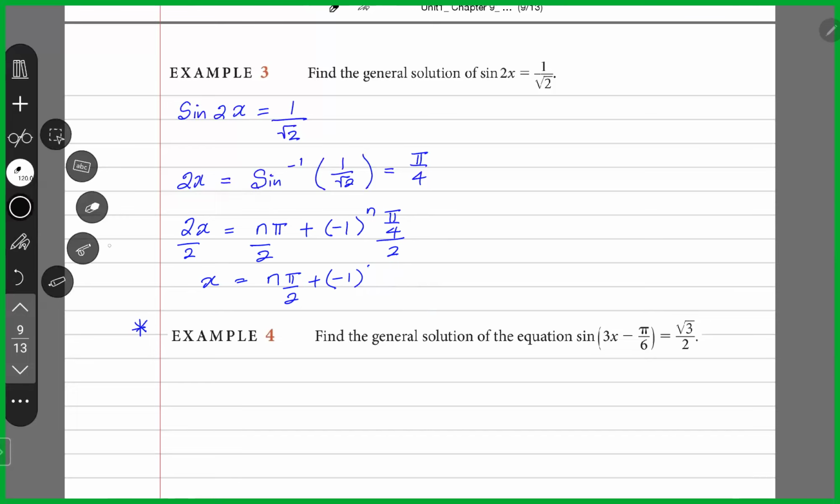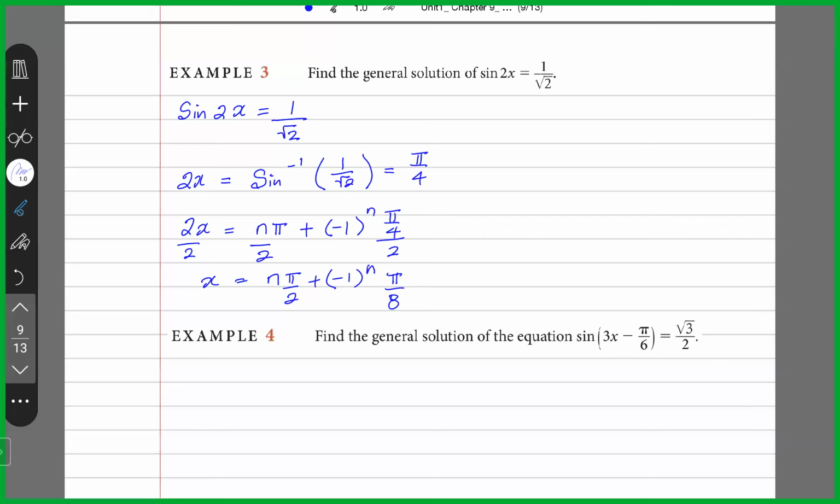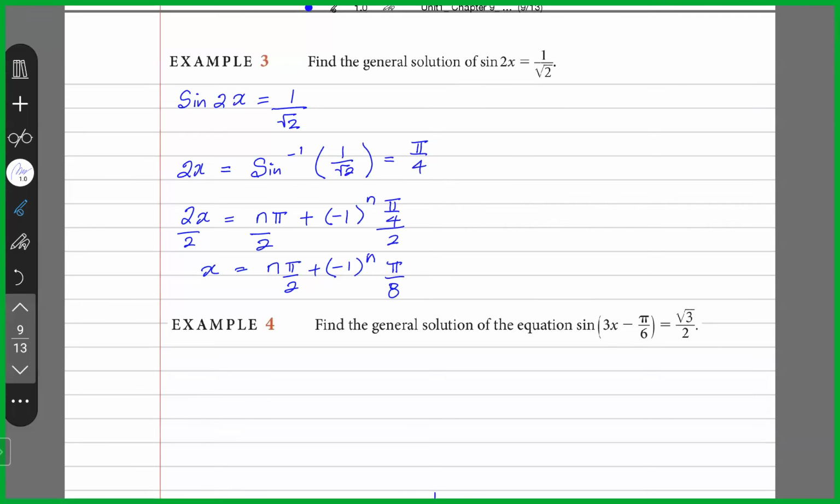So it should be minus 1 to the power n pi by 8. All right, so that is the general solution. All right, so next we move on to example 4.